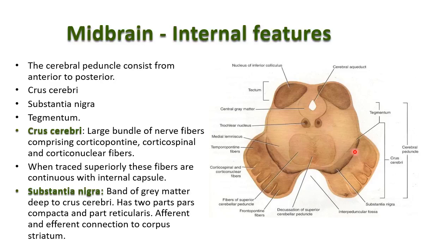Dopamine will be secreted to the corpus striatum, so mainly it will have connections with the corpus striatum. Don't worry about what the corpus striatum is. It is a part of the deep nuclei present within the cerebral hemispheres, which is called the basal nuclei. The older term is the basal ganglia. So the substantia nigra has connections with the corpus striatum.